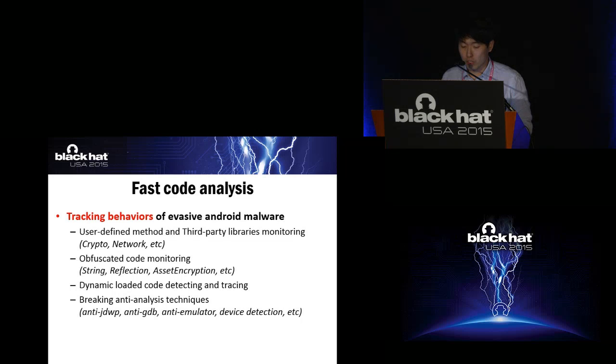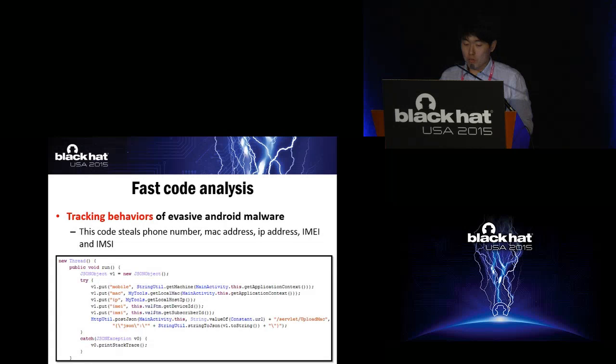Many commercial protectors for Android applications use these obfuscation techniques to protect the app's code. And also, I'm going to tell you later that you can get over dynamic loading attempts and anti-analysis techniques with the DEX injection technique. From now, I'm going to trace behaviors of evasive Android malware with a real malicious sample that was discovered in South Korea. This code steals user-sensitive information such as phone number, MAC address, and IP address, and it sends this information to the hacker server to report infection. If you see this snippet, first it creates a Java object and puts collected information into a JSON object with the put method.